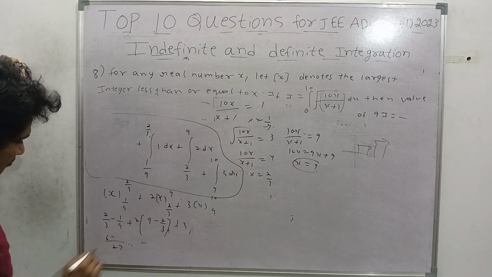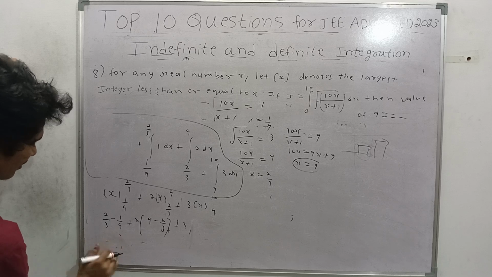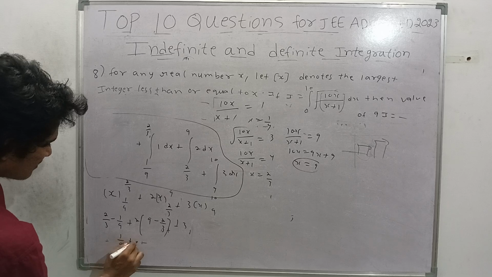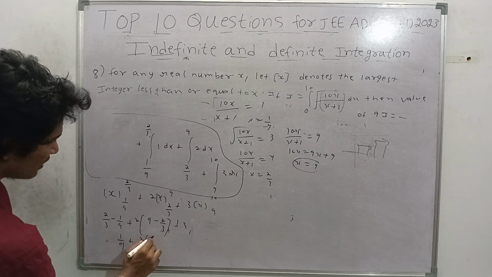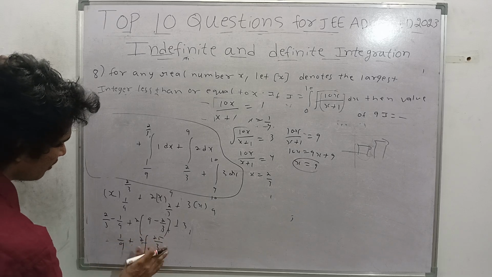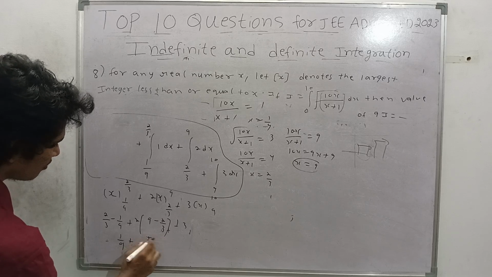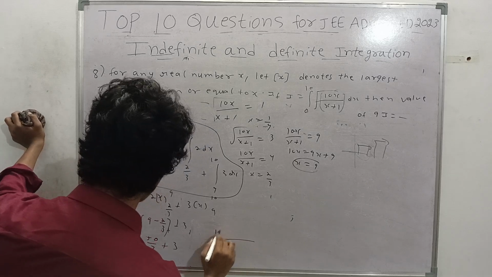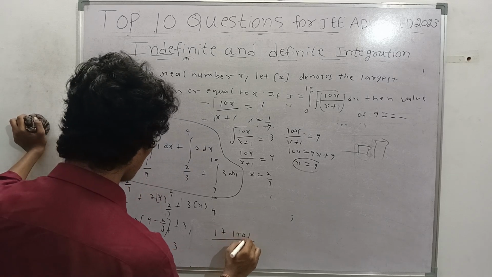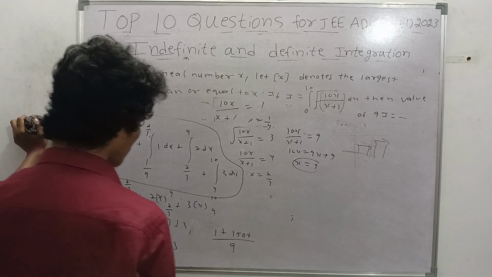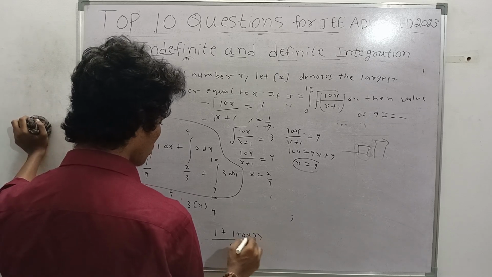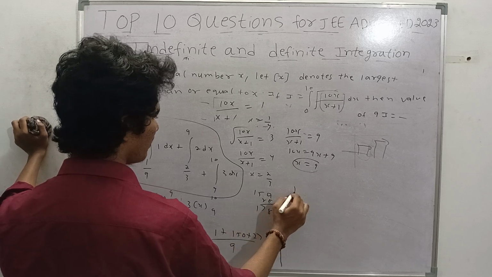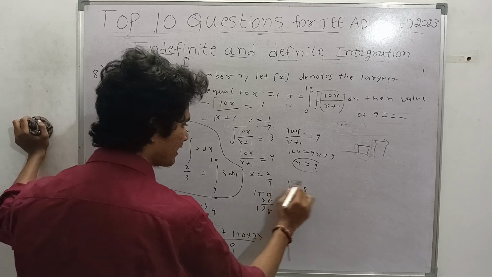It will be 6 minus 3, which is 3. 3 divided by 27 is 1/9. Plus 2 times 9, which is 27. 27 minus 2/3 is 25/3 here, so 2 times that is 50/3, plus 3. So the complete LCM is 9 now. 1 plus 1 plus 150 plus 27, and completely it is 178 divided by 9. This is the complete thing we got.